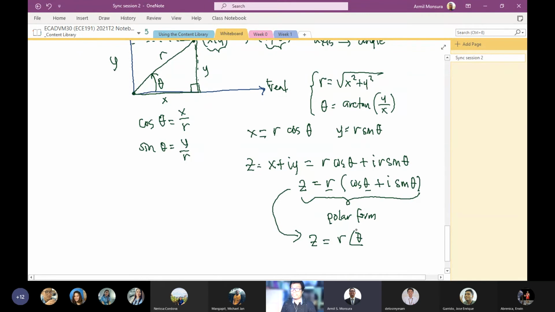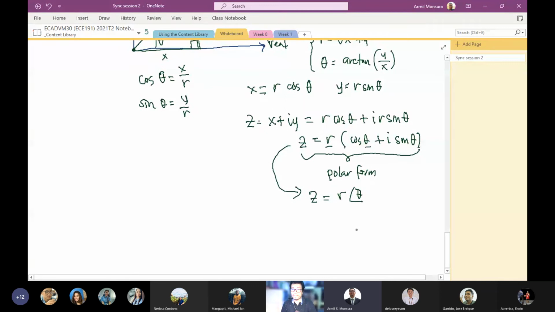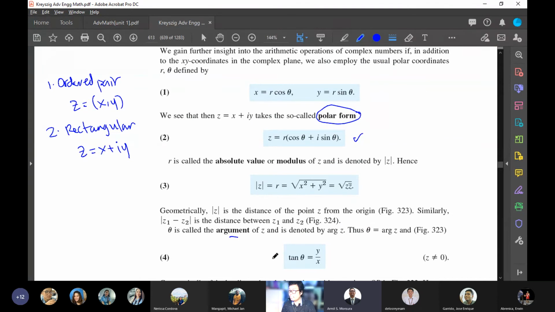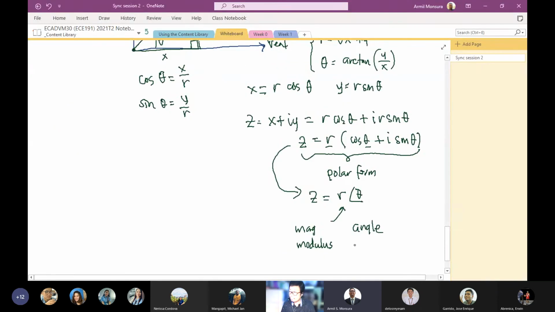Okay. So ito. Now, sige, pababa na. So again, we call R as the magnitude of your complex numbers. Another term na ginagamit din ng mga libro, so aside from magnitude, they also use the term modulus, for R. And theta is the angle. And this book uses argument as another term.